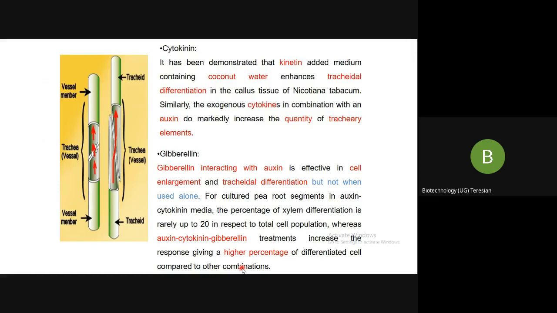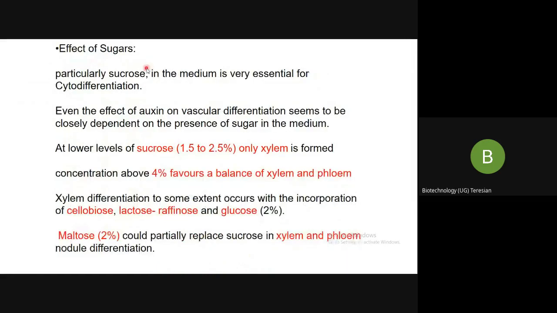Apart from the hormones, even your sugars play an important role. Particularly sucrose in the medium is very essential for cytodifferentiation. Even the effect of auxin on vascular differentiation seems to be closely dependent on the presence of sugar in the medium. At a lower level of sucrose, that is 1.5 to 2.5%, only xylem is formed. A concentration above 4% favors a balance of xylem and phloem.